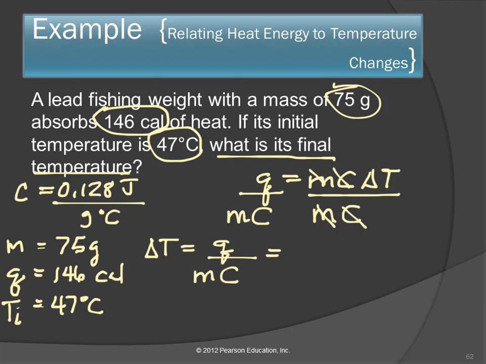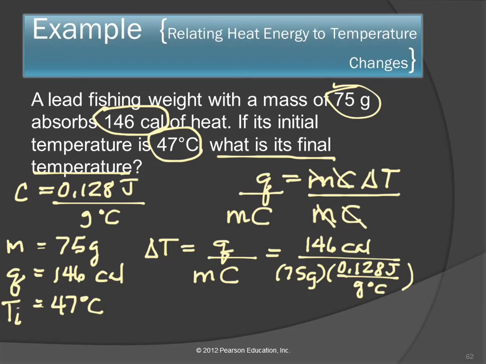So I can put in my numbers, 146 calories, and my mass is 75 grams, and my specific heat capacity is 0.128 joules per gram degrees Celsius. This is an example of why you need to write the units every time. Is there a problem with these units? These grams are going to cancel. We've got 1 over degrees Celsius, so that guy will pop up into the numerator and be fine. But are the calories and joules going to cancel each other out? No, it's not the same unit. We need to convert.